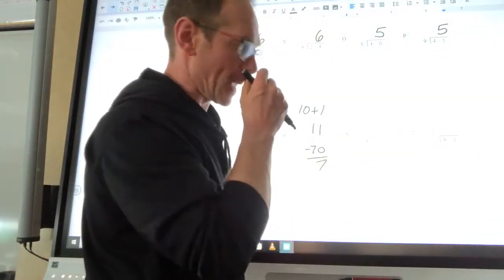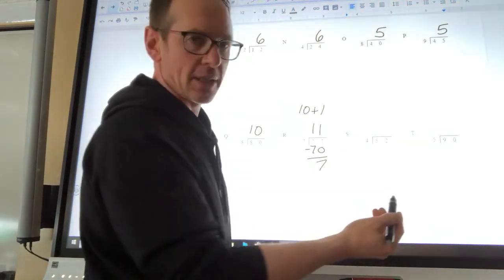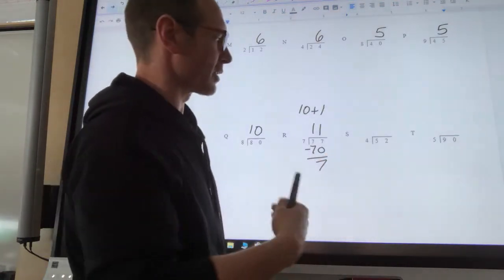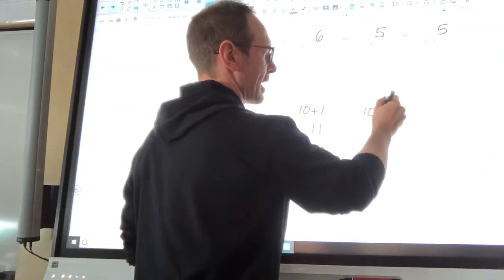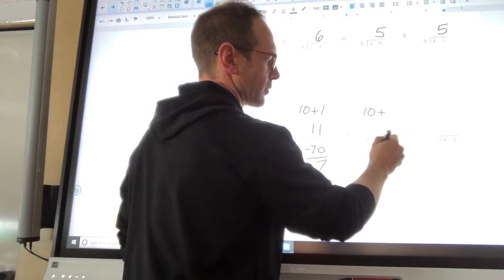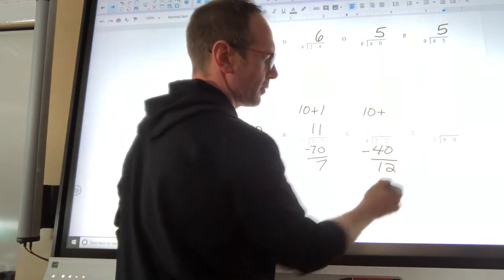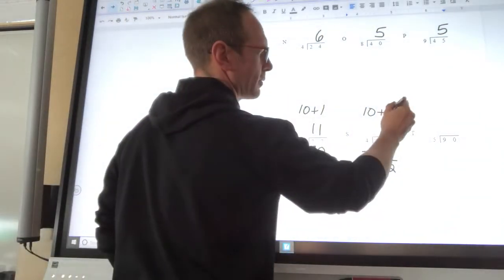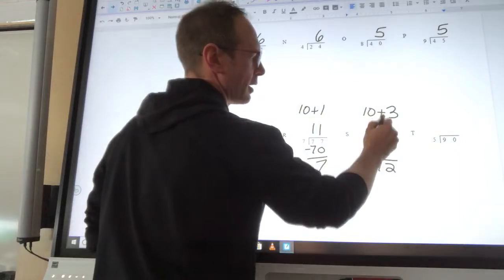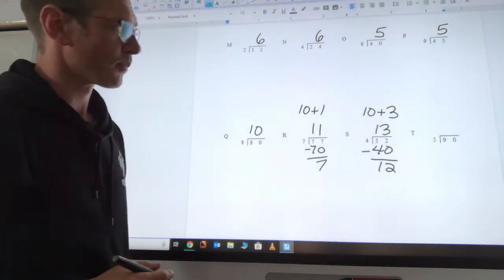52 divided by 4 is S. All right, so I know that's going to be more than 10 because 4 times 10 is 40, but I know it's going to be less than 20 because 4 times 20 is 80. So 52 divided by 4 is going to be 10 and something else. 10 times 4 is 40. 52 minus 40, well, that's 12. 12 divided by 4, well, it takes 3 4s to get to 12. So we have 10 and 3, 13. 52 divided by 4 would be 13.